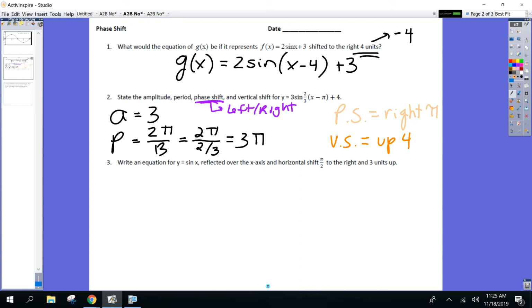And I'm going to let you do 3 on your own. You got a sine curve, reflected over the x-axis, horizontal shift of pi over 2 to the right, and 3 units up. What do you got for me?